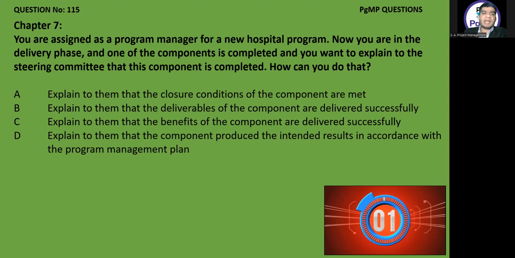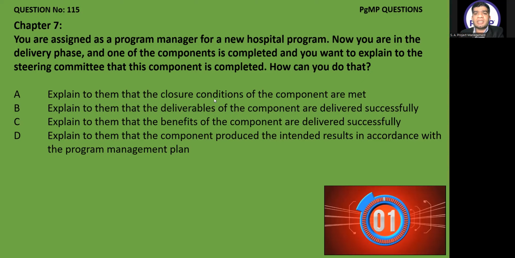I cannot verbally say that, for example, if I go to B, explain to them that the deliverables of the component are delivered successfully. Okay, I will tell them, but I have to prove it. C, explain to them the benefits of the component are delivered successfully. This is only verbal, I'm just explaining to them. But if I go to A, it says explain to them that the closure conditions of the component are met.